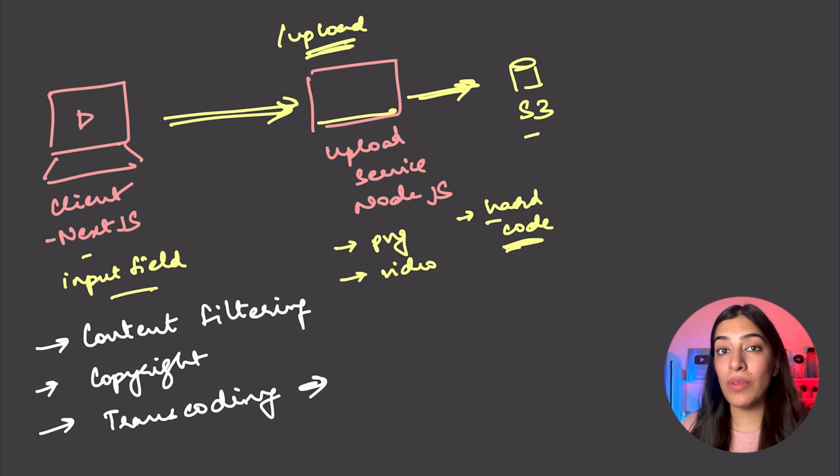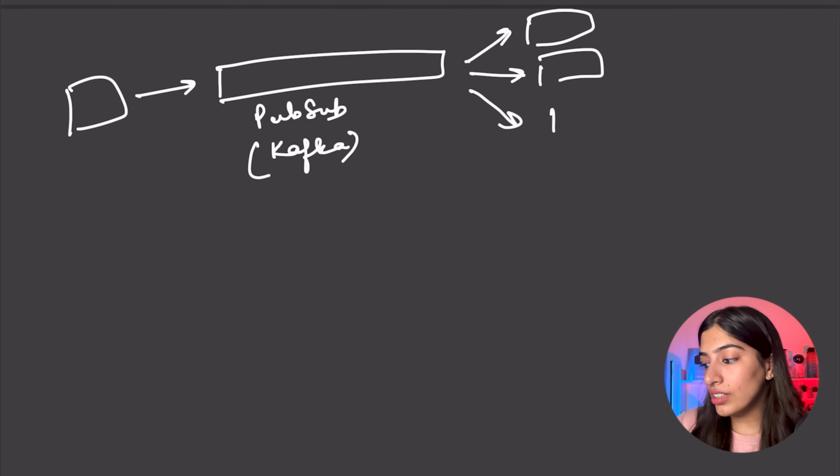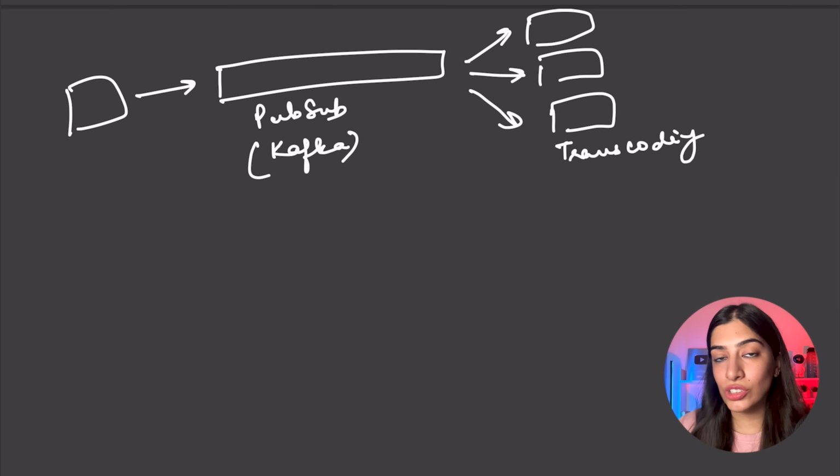Because there are multiple things that need to be done while uploading itself, we need a pub sub. Why a pub sub? There will be one service that will be responsible for adding to our pub sub. In this case, we'll be using Kafka in our project. And from here, different services can pick up the same message and use it. Suppose there is one service for transcoding. It can consume the message and transcode the video.